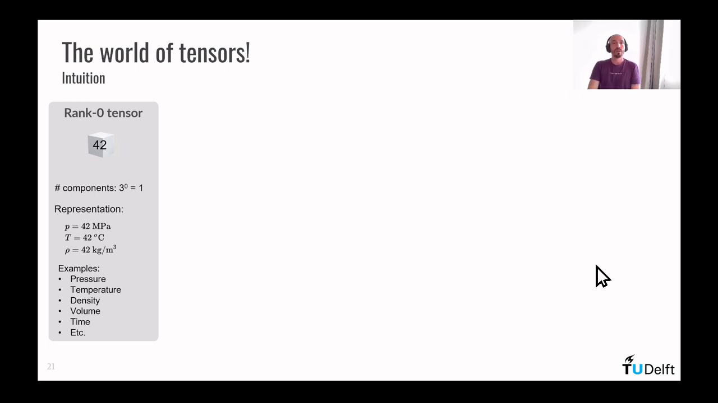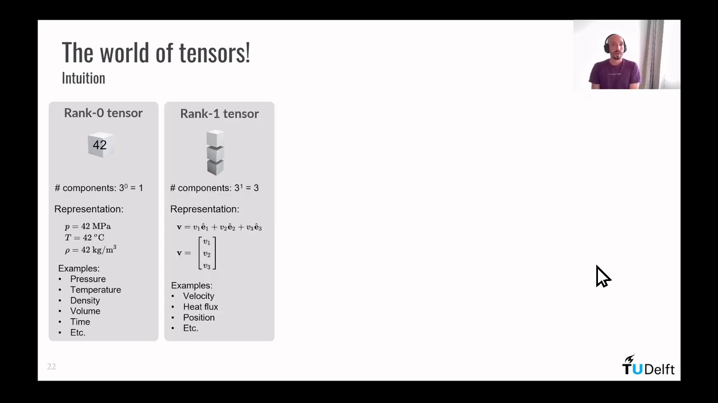Okay? Now, what about a rank 1 tensor? A rank 1 tensor can be represented by a vector. This is actually what we call a vector. Every time we say the word vector, we are referring to a rank 1 tensor. A rank 1 tensor has 3 to the power 1 components, which means 3 components. So that is a vector in the three-dimensional space. It has 3 components, 1 in each direction.